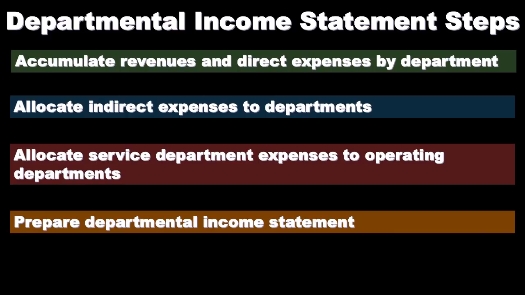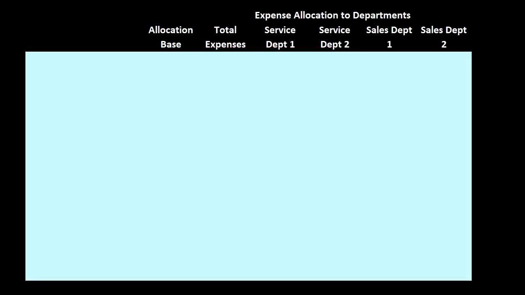So our first step is to accumulate revenues and direct expenses by department. This should be a fairly straightforward process. This is going to be the worksheet that we will be using. We've got up top the allocation base. This is what we're going to be using to allocate certain items, typically the indirect items. We've got the total expenses. This is an item that we're going to assume we know. In other words, we know what the total expenses are. What we need to do is break those total expenses out into the departments. Sometimes this will be easy with the direct expenses, sometimes more difficult, such as with the indirect expenses and ultimately the service department.